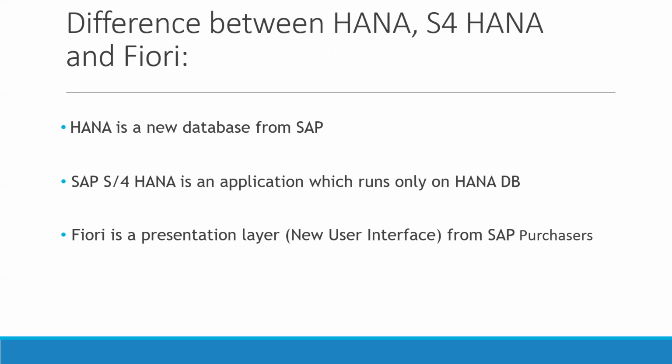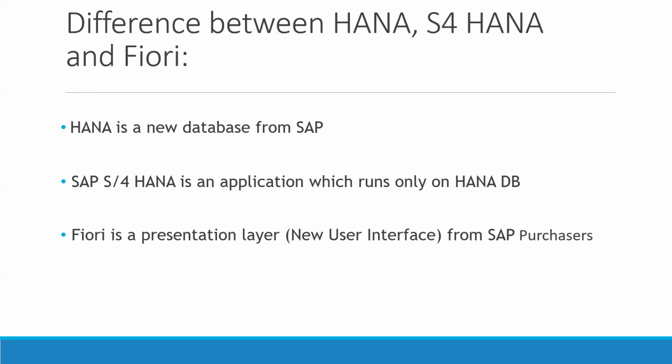So now we will go through the last part of today's presentation. What is the difference between HANA, S4 HANA and Fiori? All these terms are related to S4 HANA only. But sometimes we say HANA, sometimes we say S4 HANA, sometimes we say Fiori. So what is this? HANA is a new database which is launched currently by SAP. So now SAP is using backend and frontend both as SAP as a system.